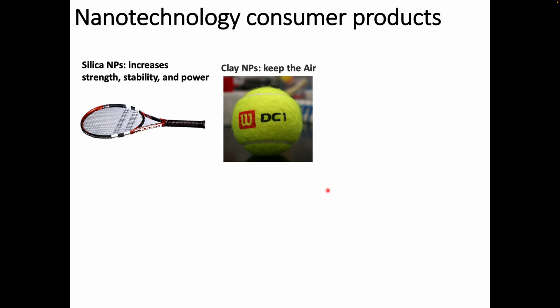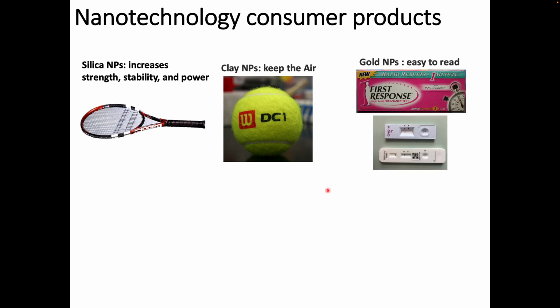And another example is clay nanoparticles in the tennis ball. Okay, so after you play tennis several sets, now the tennis ball is squashed, it loses its bounciness, right? And then they include these clay nanoparticles in the tennis ball, and it tends to maintain pressure for a long period of time. Okay.